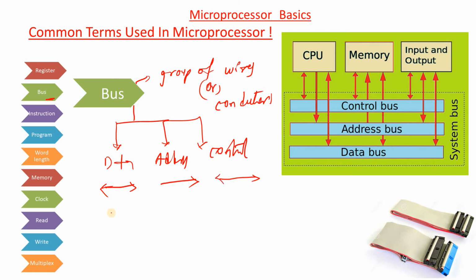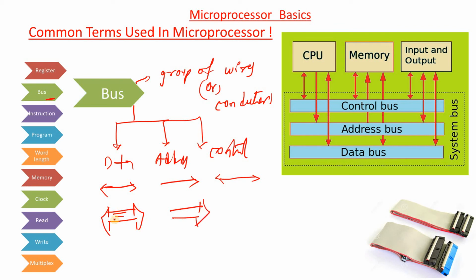Sometimes in many diagrams we are going to see this type of bus. The representation is like this, and that indicates the difference between these two. This is a single bidirectional bus. This is a parallel bidirectional bus. That means this is a parallel bidirectional data bus. Here also, the same thing.